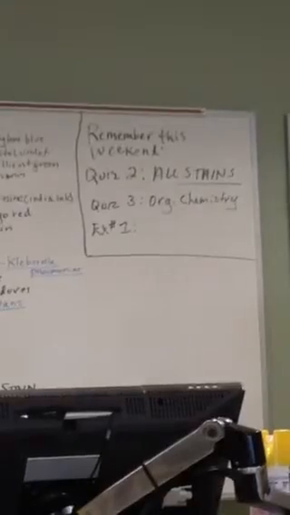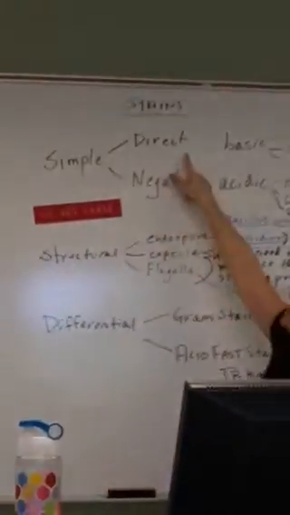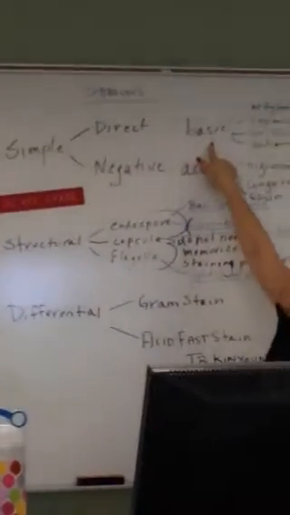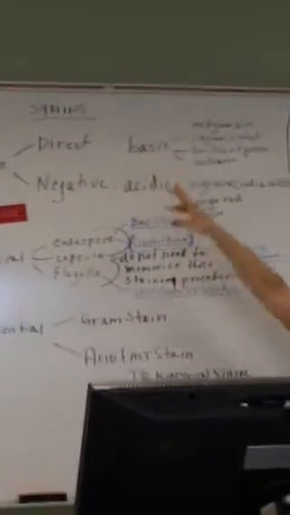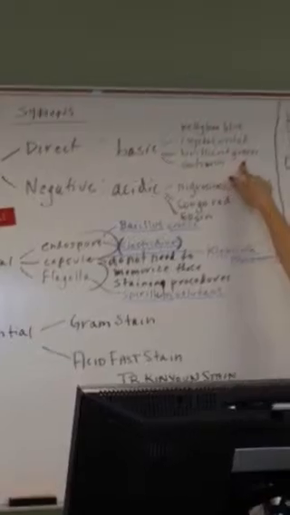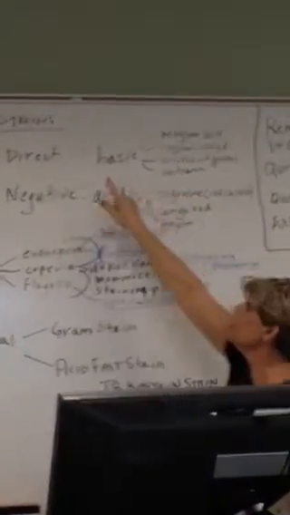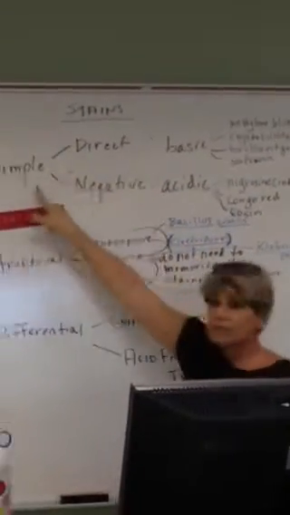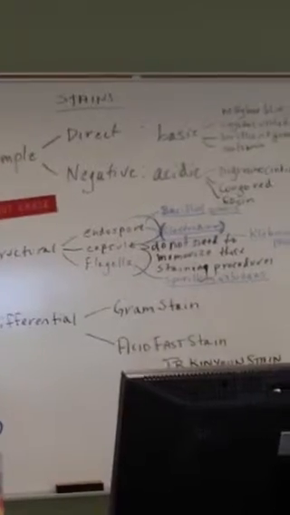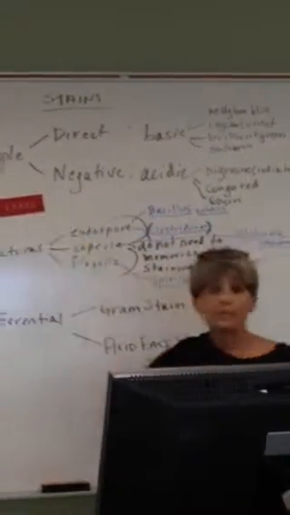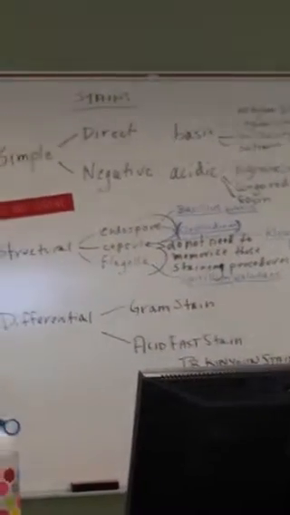Okay, so let's just do an overview of the stains. First we did simple stains. We did the direct stain, where you use a basic dye and you stain the cells directly. And here's your examples of your basic stains that you use for a direct stain, which is a simple stain because you only use one stain. Negative stain, I consider a simple stain because you only use one stain.